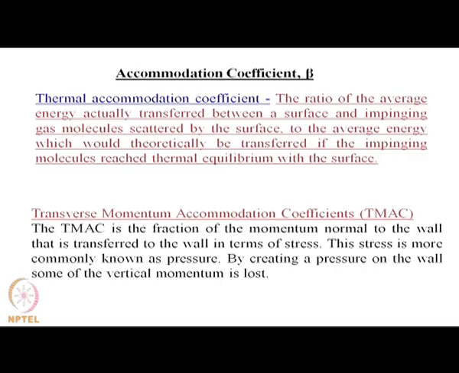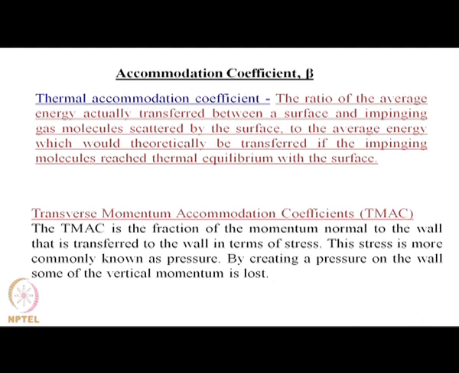But first, let us talk about the accommodation coefficient, which we define as beta, and we are going to talk about two accommodation coefficients, one for momentum and the other for energy. So, if we think about the thermal accommodation coefficient, the definition is the ratio of the average energy which actually gets transferred between a surface and the impinging gas molecules scattered by the surface, to the average energy which would theoretically be transferred if the impinging molecules reached thermal equilibrium with the surface.